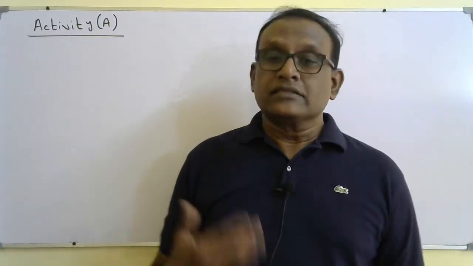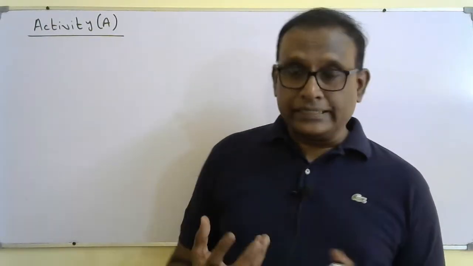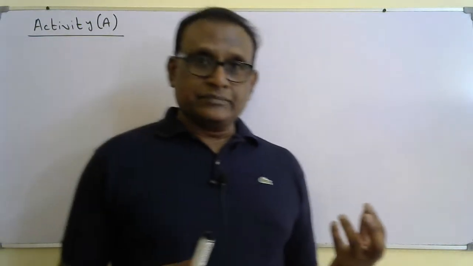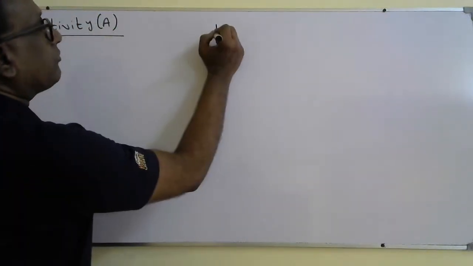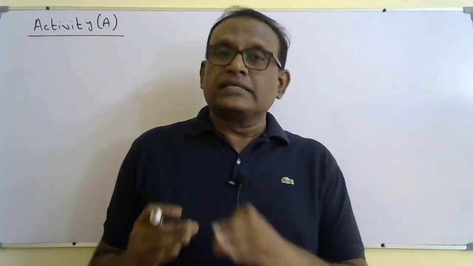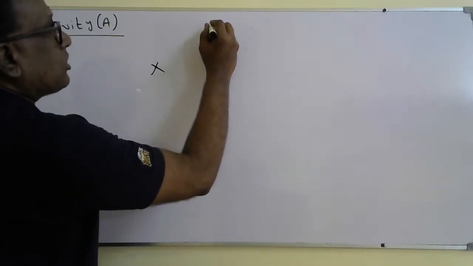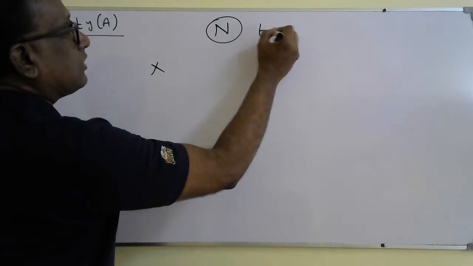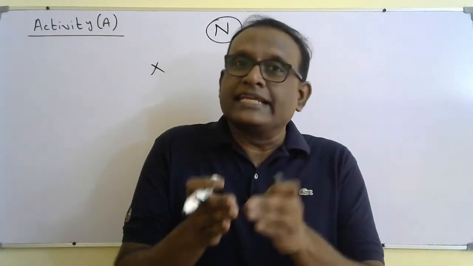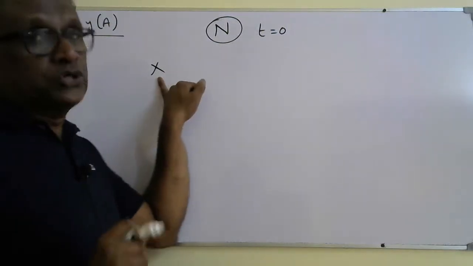Okay, so activity means rate of disintegration. Now we'll go to the mathematical model related to activity. If there are N radioactive nuclei, what happens to N? N will gradually decrease. Say the radioactive element is X, and it consists of N radioactive nuclei at time t equals 0. That means we consider a particular time and take it as t equals 0. At that instant there are N radioactive X nuclei.